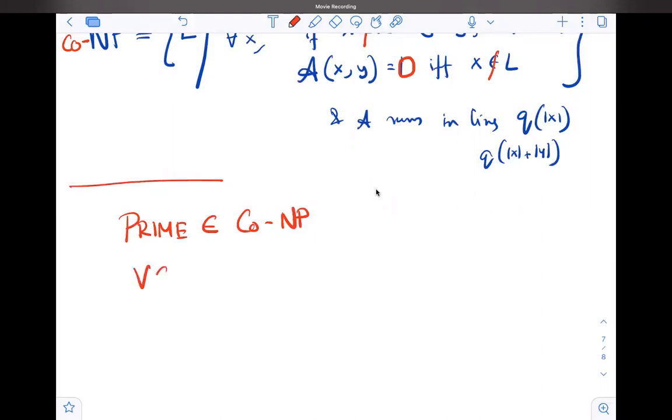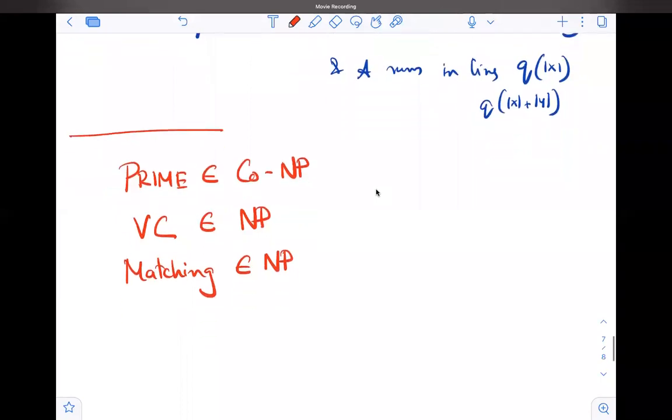So we had vertex cover that was in NP. We had matching that was in NP. What is the other thing? Subset sum, that is in NP. What about chase?